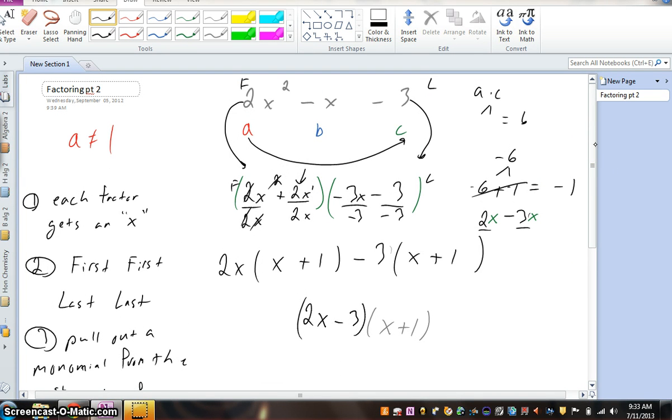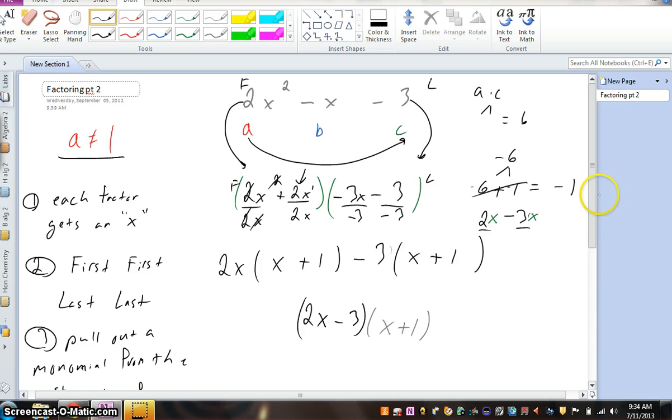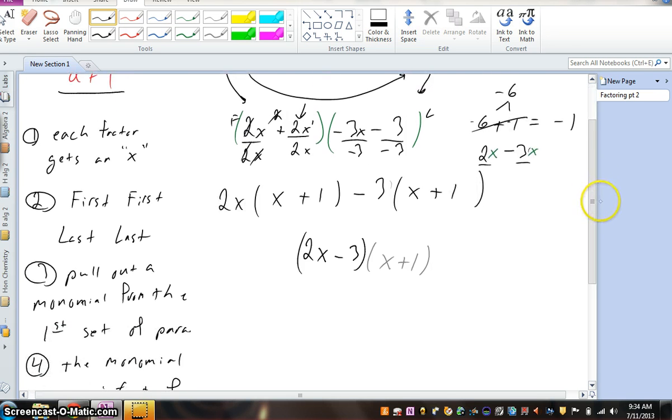Notice, I did this because a here was equal to 2. A was not equal to 1. So we followed the same procedure as last time. We took a times c, add to get b. The only difference here is because a is not 1, we had to put these x's here on our 2 and our negative 3. So once you get past there, you can begin the setup process. And we do first, last, last. First, last, last. Then we plug our numbers and their sign in.